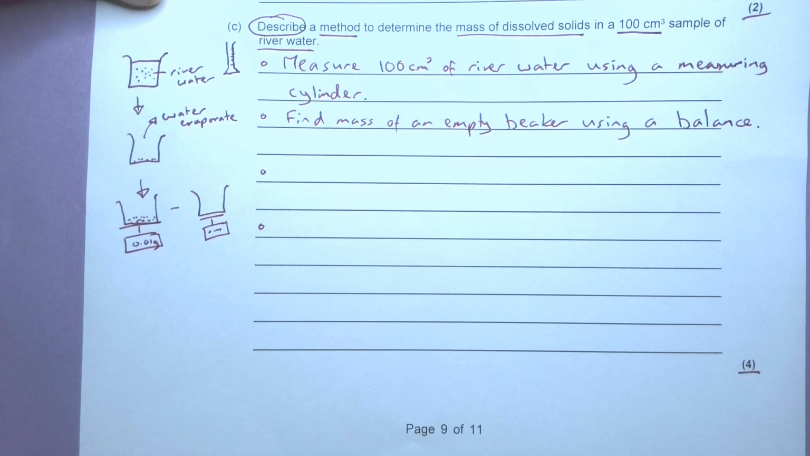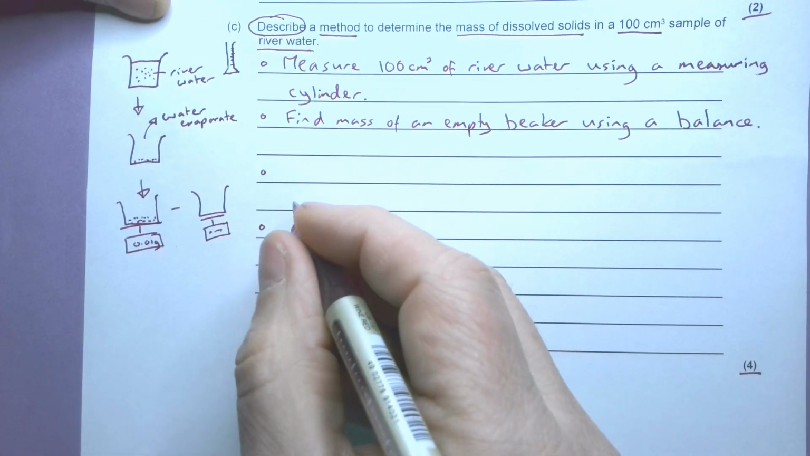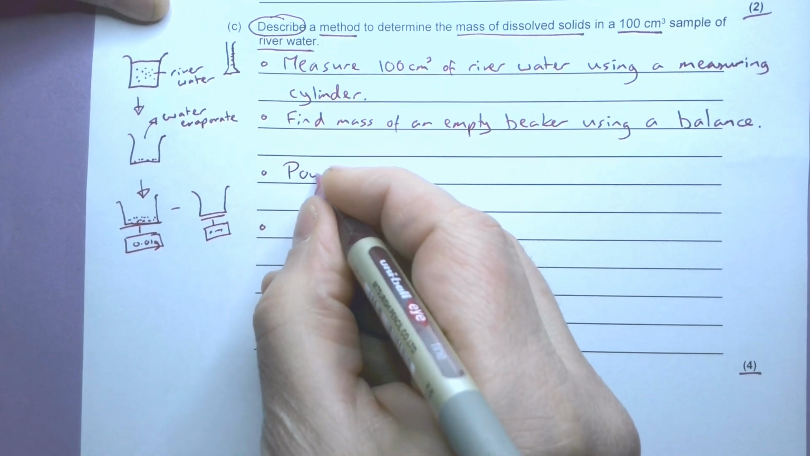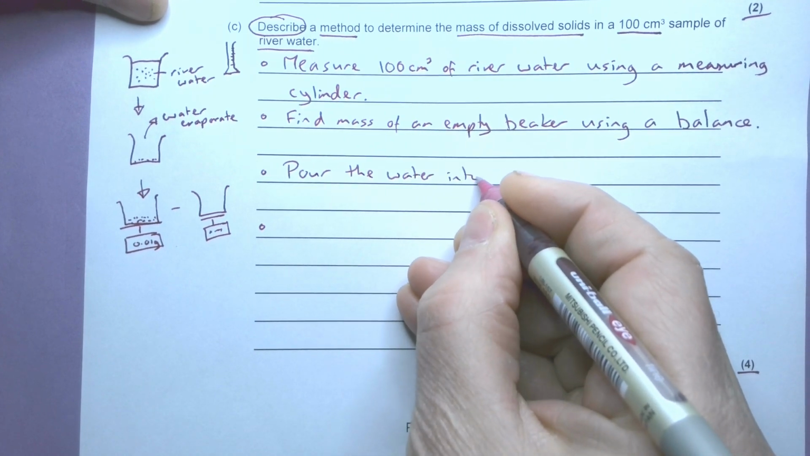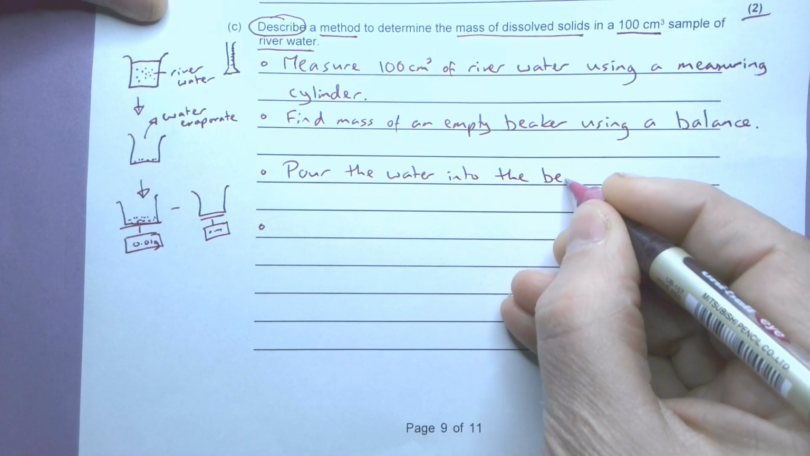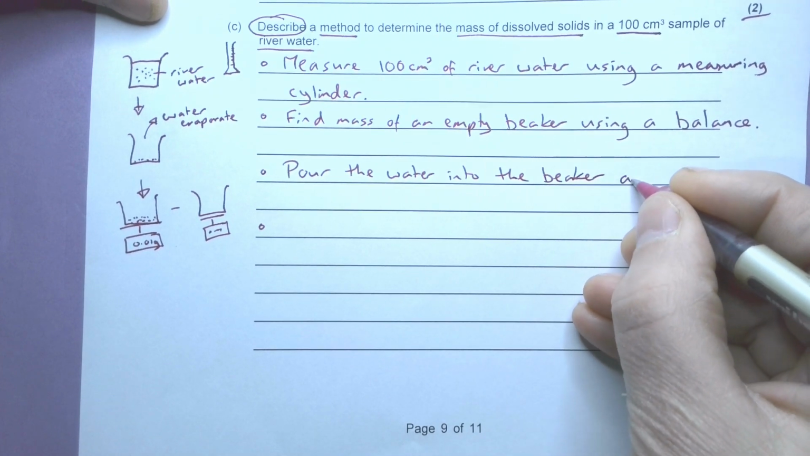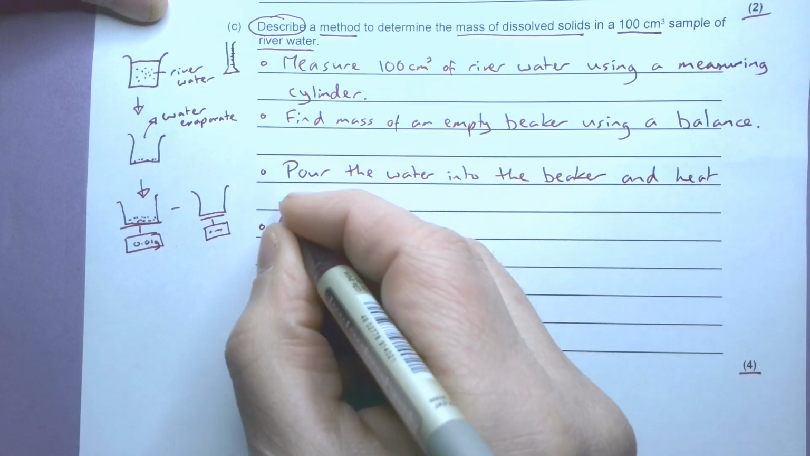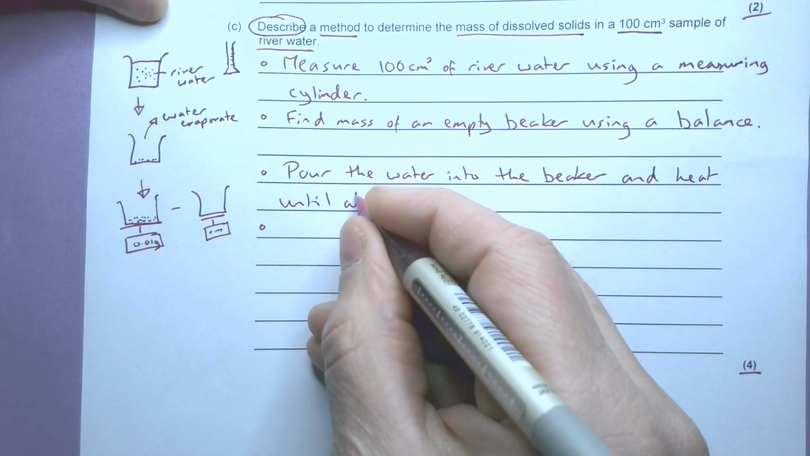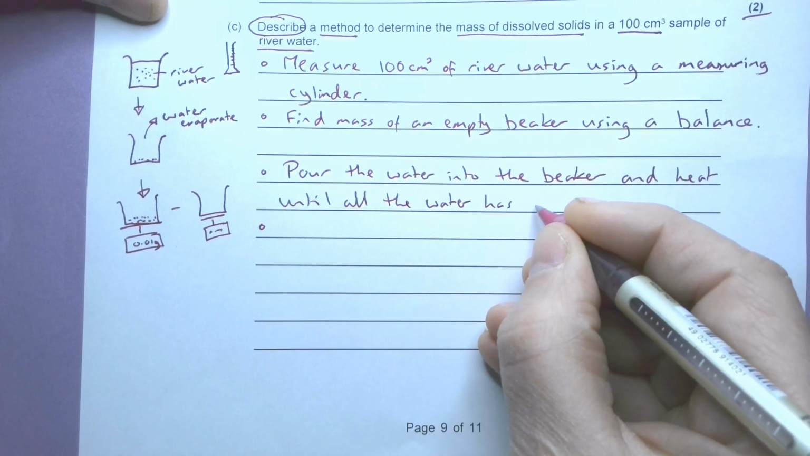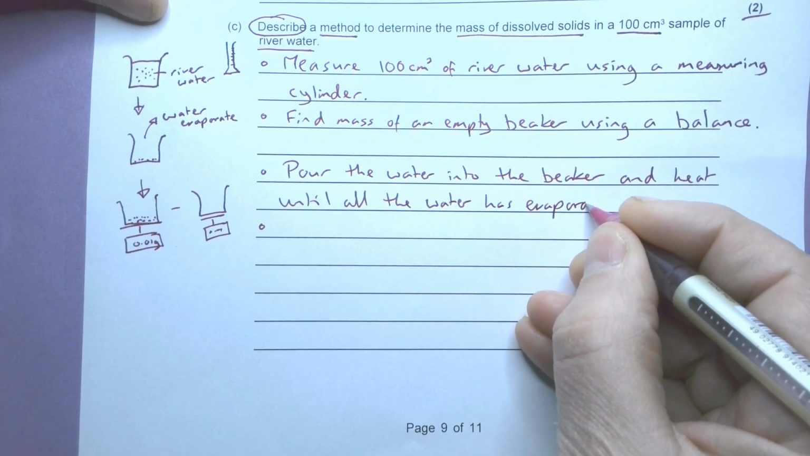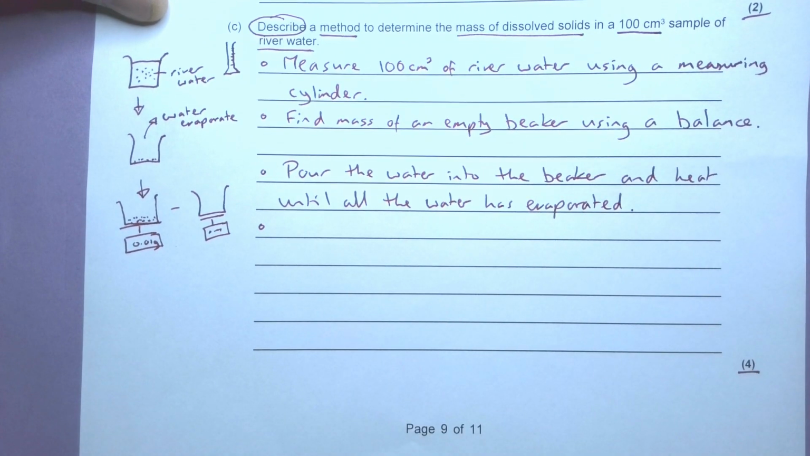So every time I'm saying what I'm doing and what I'm using, I start each sentence with an action verb: measure this, find that. What am I going to do then? Then I'm going to pour the water into the beaker and heat until all the water has evaporated. So I'm going to heat it up until all the water is evaporated.